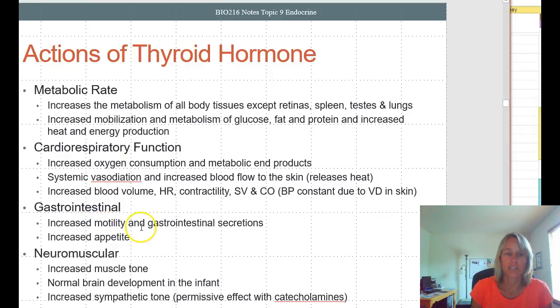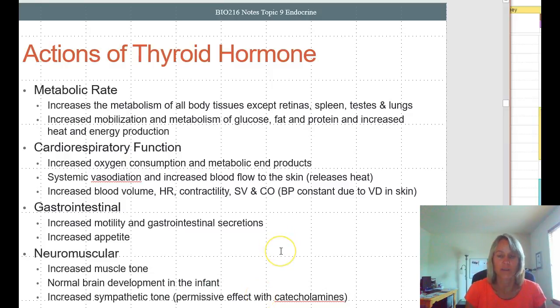Gastrointestinal, it's going to increase motility and gastrointestinal secretions. It's going to increase appetite. Neuromuscular, it leads to increased muscle tone. It is also important for normal brain development in the infant, and it also causes an increase in sympathetic tone, and this is permissive with the effect of catecholamines.